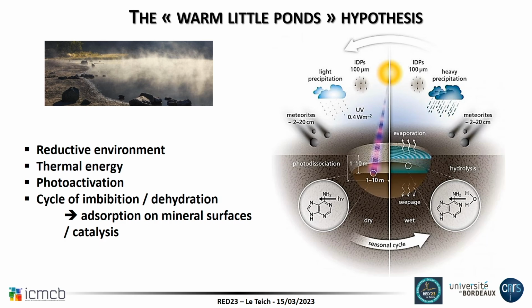So the second one is this warm little pond hypothesis, so on the ground, with temperatures that were possibly around 100 degrees Celsius or maybe a little bit less. The interest in this approach is that you have a reducing environment also, thermal energy, either from the ground itself or from meteoritic impact, photoactivation during the daylight, and the interesting thing is that this area was possibly subjected to imbibition and dehydration, meaning that during imbibition you have solubilization in water and activation of chemical reactions.